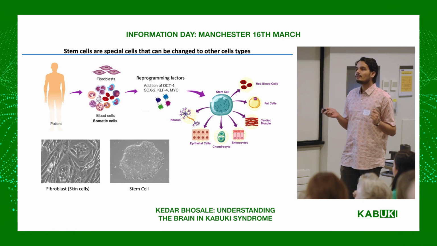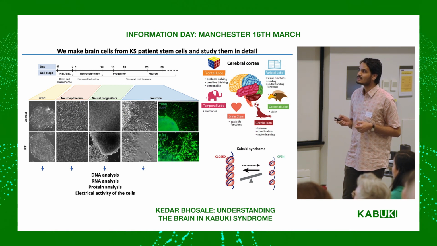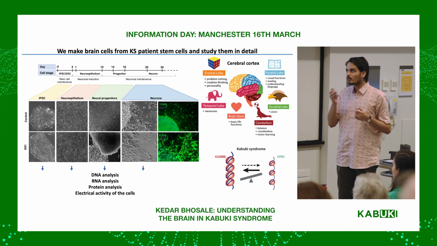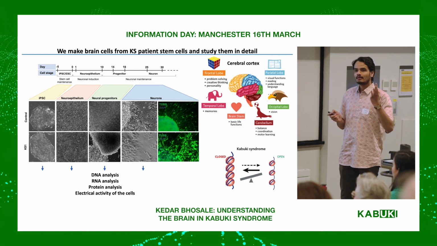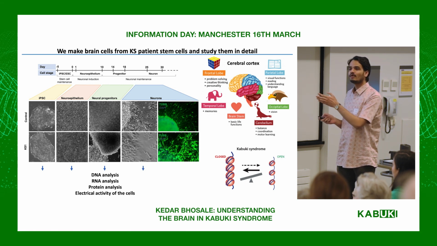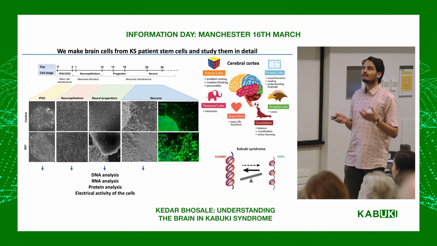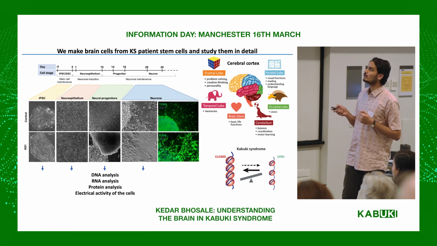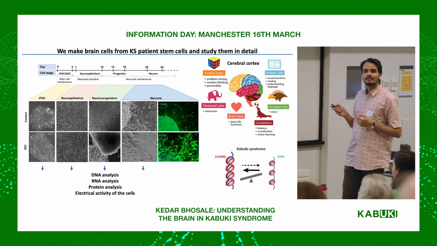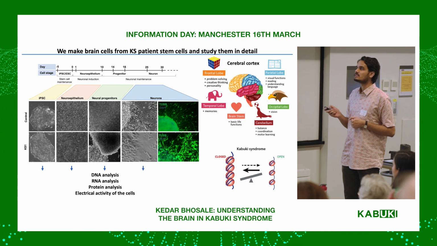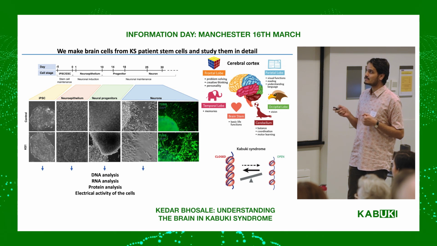Because our project is more focused on the brain, we try to derive neurons from these stem cells. There is a protocol, or a procedure, for converting these stem cells into neurons. This happens through specific stages of the protocol that we follow. We provide these cells with certain factors so that they can follow a developmental path into a neuron. Specifically, we try to generate cortical neurons because that's the part of the brain that is affected mostly in case of Kabuki syndrome. Further to that, we try to do DNA, RNA, and protein analysis with these neurons.